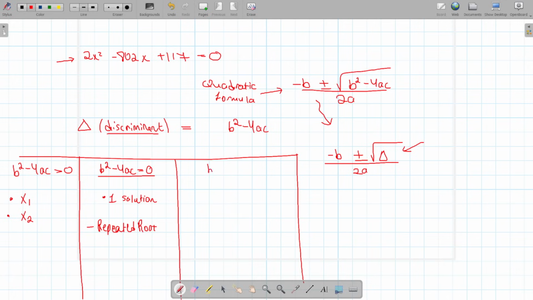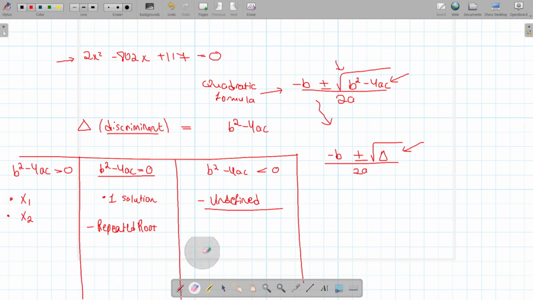Okay, how about b squared minus 4ac is less than 0? It's negative. In this case, it will be undefined. I don't know if they'll ask it, but please know if b squared minus 4ac is less than 0, it will be undefined. Why? Because b squared minus 4ac is under the radical. And what if the number under the radical is negative? It's going to be undefined.